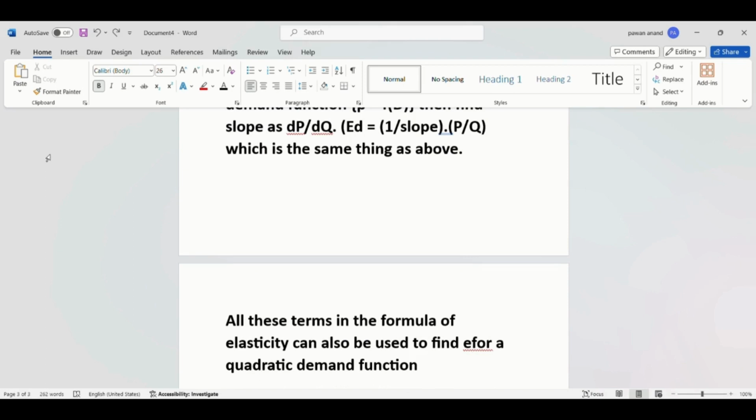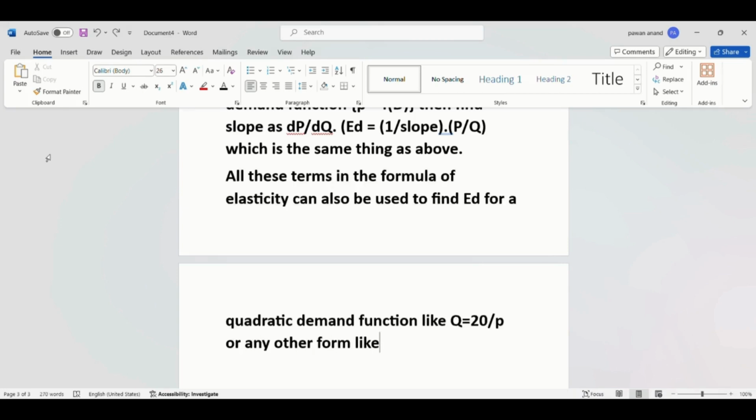And how do you solve it? You can use the formula of ED is equal to dQ by dP into P upon Q. If you calculate dP by dQ in the above question, then you will get dP by dQ as minus 1, and the value of P is 5, Q is also 5. You get the value of elasticity as minus 1, or you can say ED is equal to 1, unitary elastic demand. Now all these terms in the formula of ED can also be used to find out for a quadratic demand function.